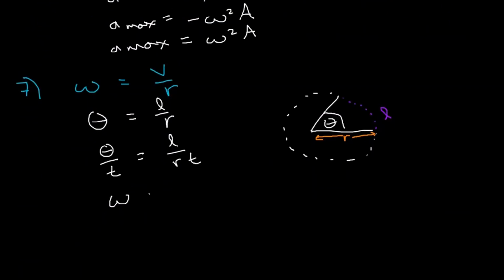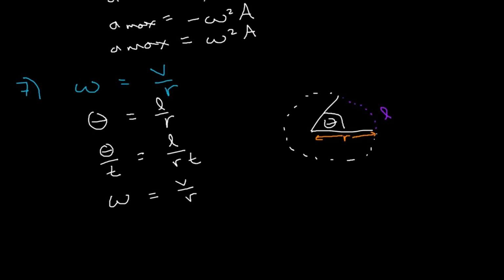So omega is equal to, now L over T. L is a length, so it's measured in meters. T is time, so it's measured in seconds. So L over T is meters per second, so it's velocity. Velocity is L over T, or meters per second. So V over R. So there you have it. Omega is equal to V over R.